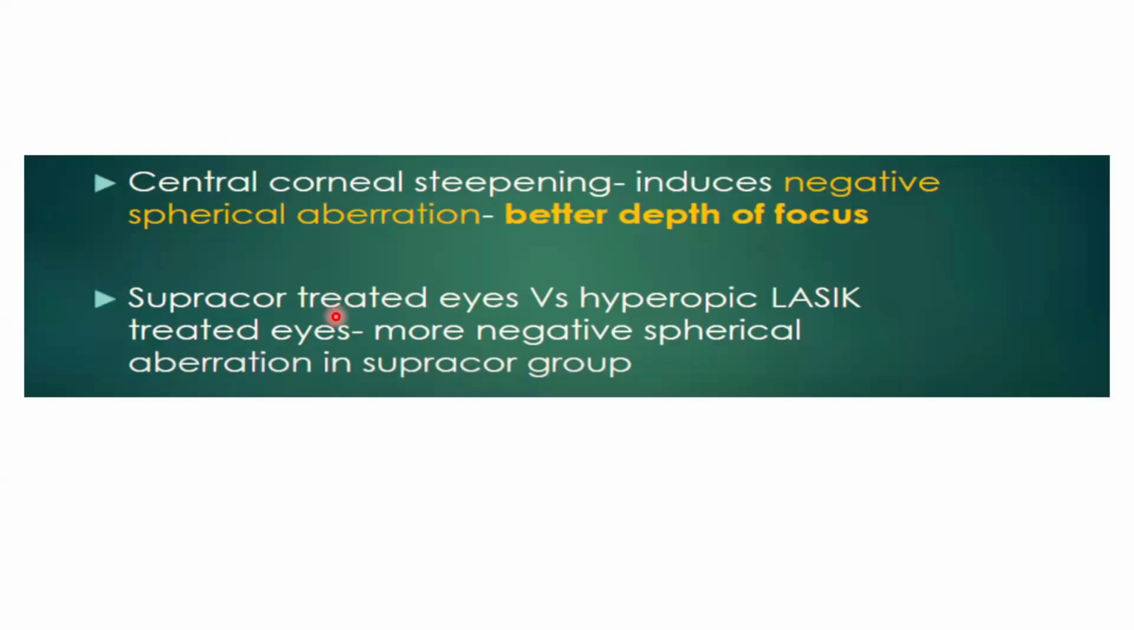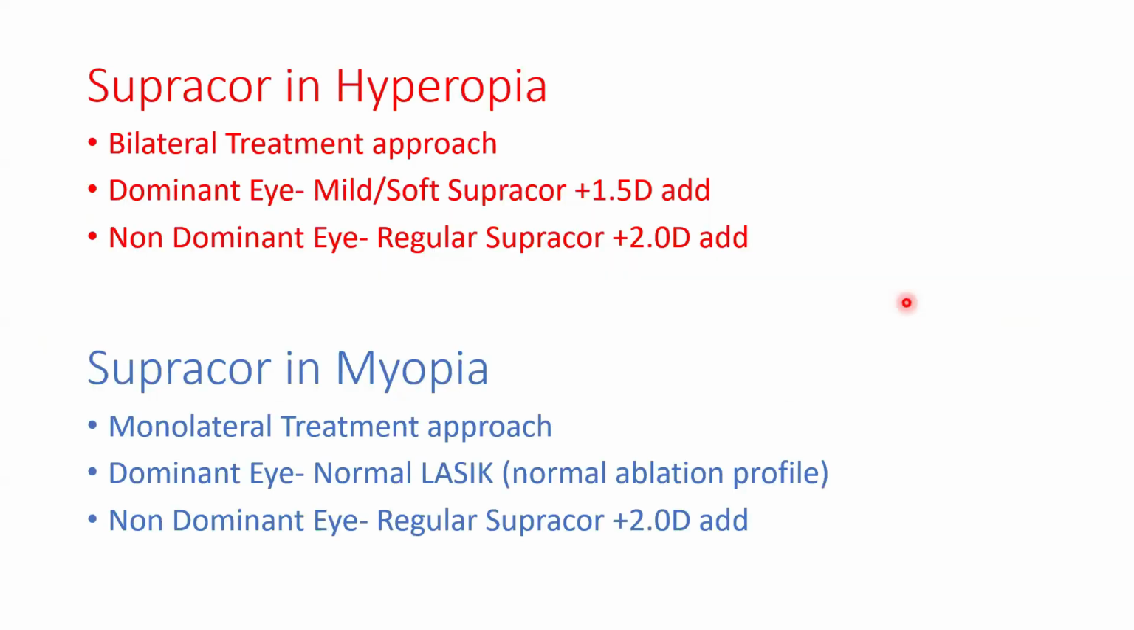So in supracore treated eyes versus hyperopic LASIK treated eyes, we have seen that there is more negative spherical aberration in the supracore group, because we are actually inducing negative spherical aberration in hyperopic LASIK patients. It is by virtue of the treatment that we are doing that we are getting the negative spherical aberration. So how do we plan supracore in hyperopes and how do we plan supracore in myopes?